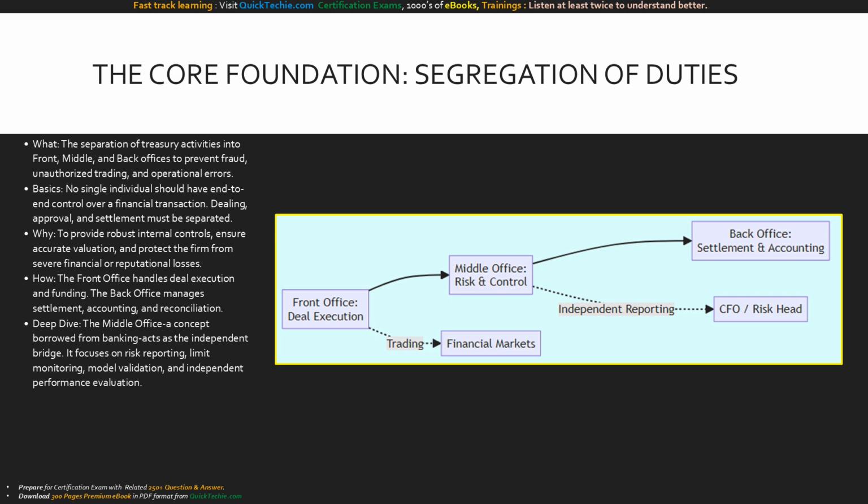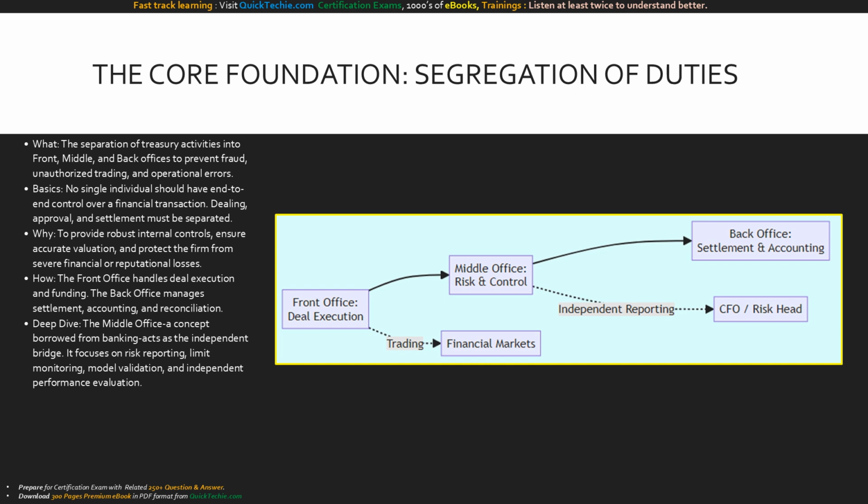Let's walk through this process diagram to see how a transaction flows safely through an organization. On the left, we have the front office, which interacts directly with the external financial markets to execute a trade. Once the deal is struck, the details flow immediately to the middle office. Notice the dotted line pointing upward from the middle office directly to the CFO or risk head. This represents their independent reporting line.